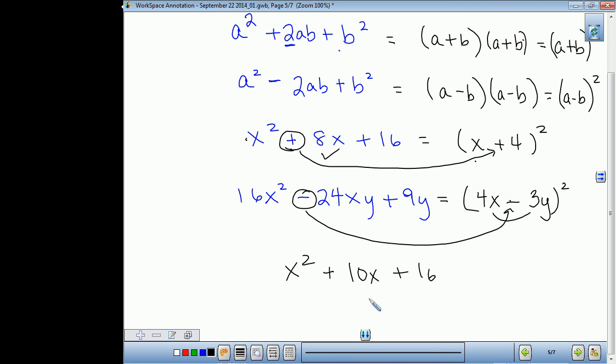Those don't equal. But if I wrote this as x plus 4 squared, if I double that product, do I get that middle term? No. There is another method for factoring this, and tomorrow we'll talk about it. This factors to x plus 2 times x plus 8. Okay?